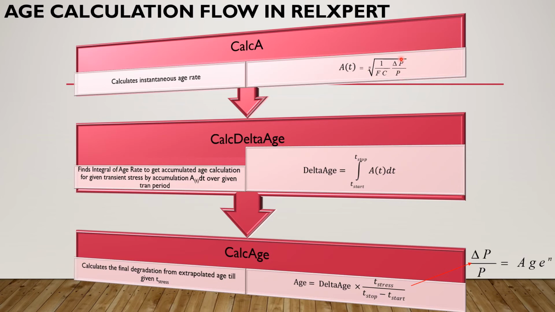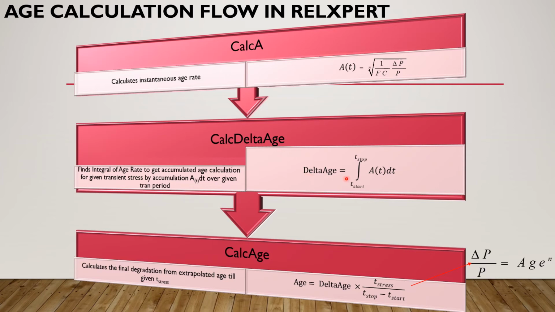If we choose to model in BSIM, there will be two P's, basically VTH0 and u0. In RelExpert, you can write your own equation for age as a function of time, A as a function of time, and you can calculate the instantaneous age rate. Internally, the function used to calculate that inside the C code is the calcA function. The output of calcA, which is A as a function of time, goes to what is called calcDeltaAge.